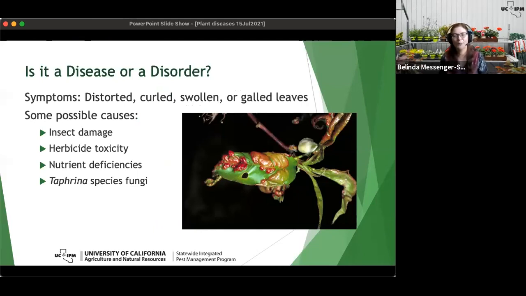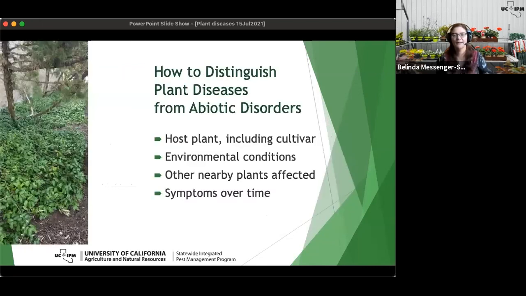So is this a disease or a disorder? You probably already know because I've talked about this before. This shows leaves that are distorted and curled with swollen red galls. There are other possibilities for these symptoms, including insect damage, herbicide toxicity, nutrient deficiency, or the peach leaf curl fungus, Taphrina deformans. Find out what kind of plant it is, and that will help you determine the cause of the symptoms. In this case, it's a peach leaf. So that's going to point us to the peach leaf curl disease. Next, that was an easy one, wasn't it?